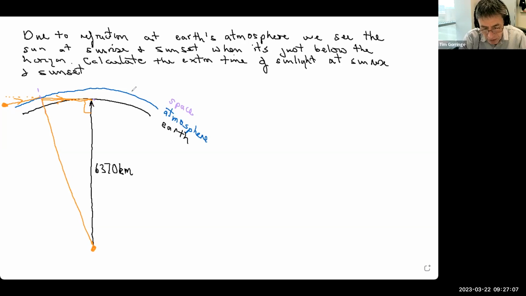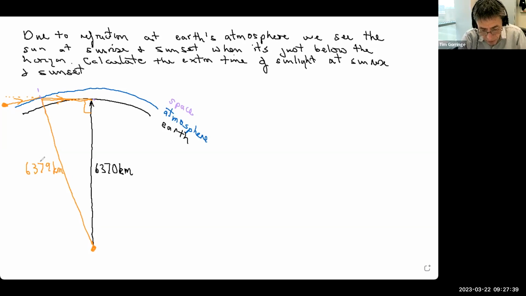Now, the Earth's radius is 6,370 kilometers. The thickness of the atmosphere is about 9 kilometers. So this side of the triangle is actually 6,379 kilometers. Now, I've not drawn this triangle to scale. It's a right angle triangle. There's a right angle here defined by the horizontal horizon and the radius of the Earth.